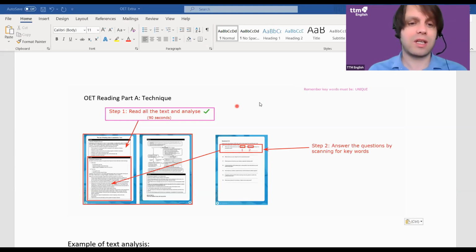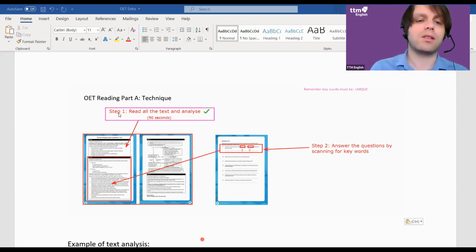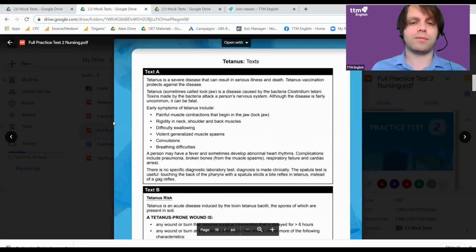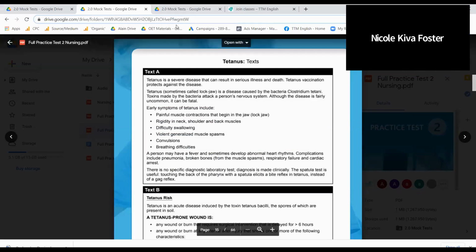You will see a mock test now. One second. Where's the mock test? Here it is. Can you all see now the tetanus text? It should come on your screen.